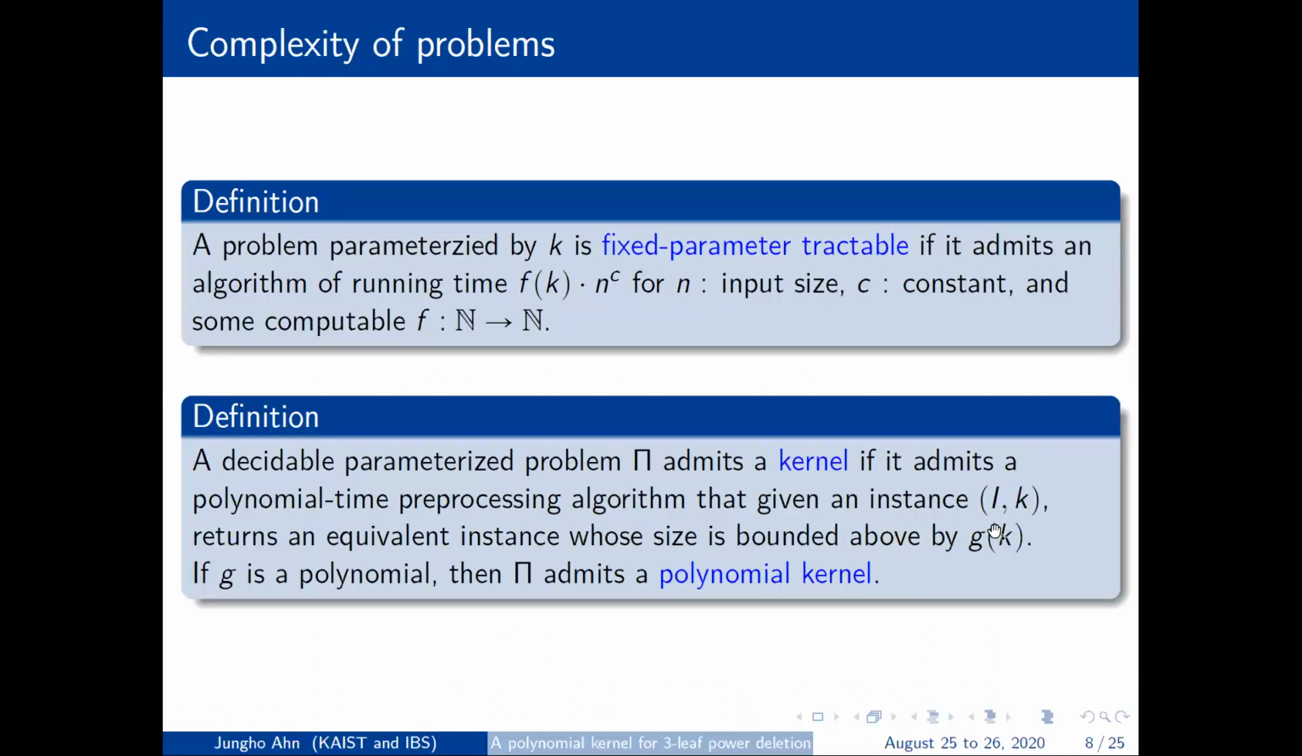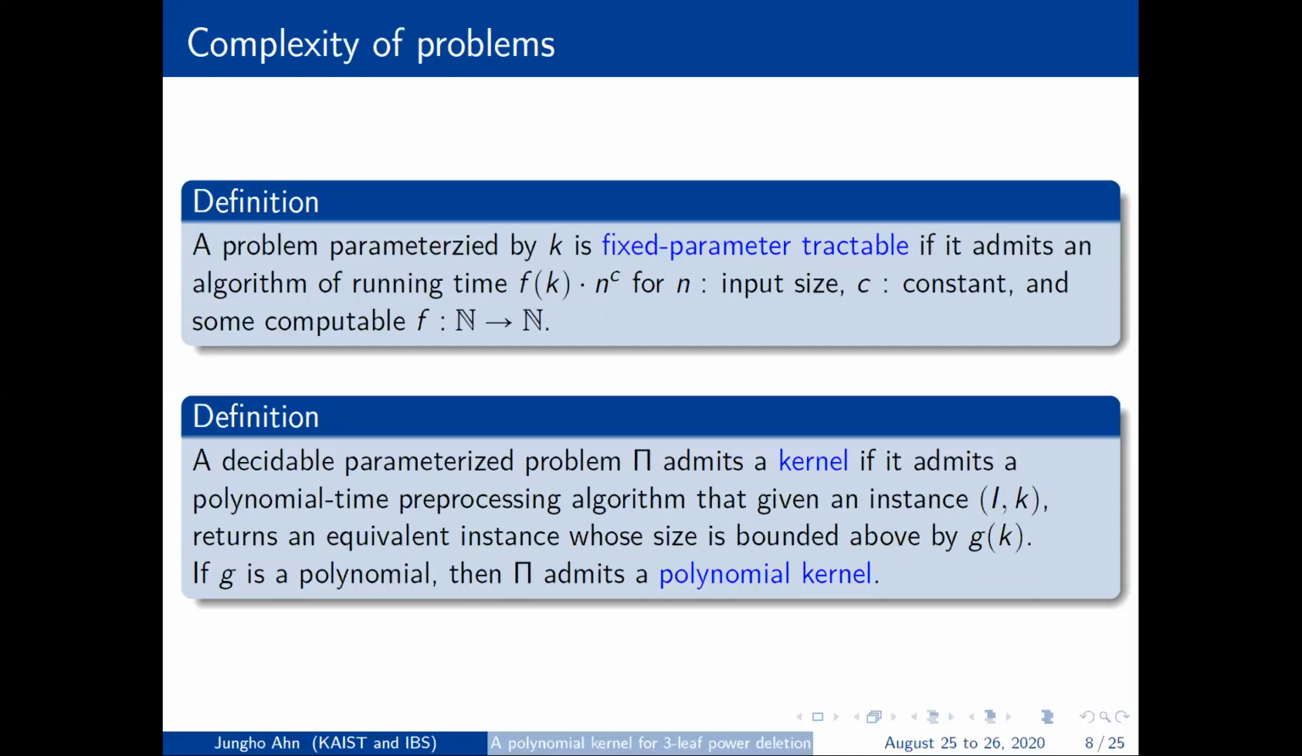There is also some motivation to study leaf powers from computer science. So before introducing it, let me first recall some definitions related to complexity. A problem parameterized by k is fixed parameter tractable, or FPT, if it admits an algorithm of running time f(k) times n to the c for input size n, constant c, and some computable function f.